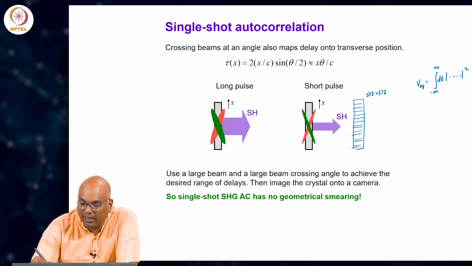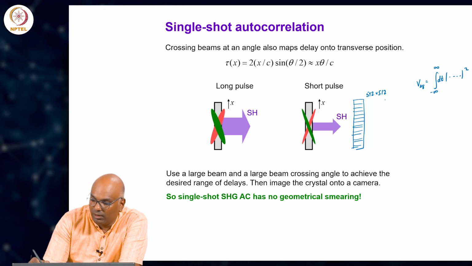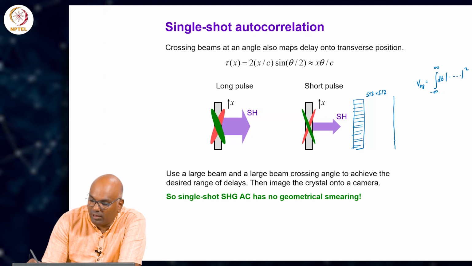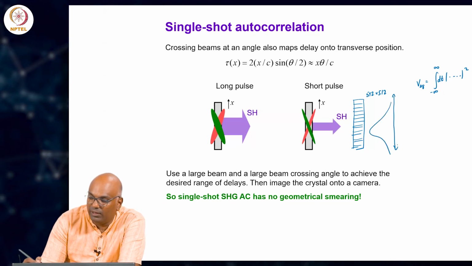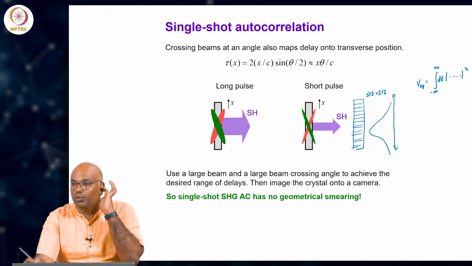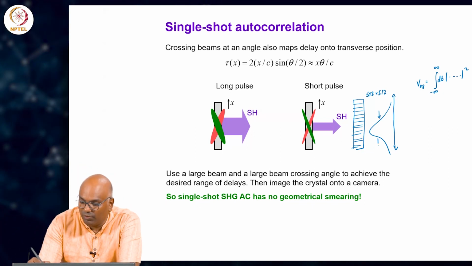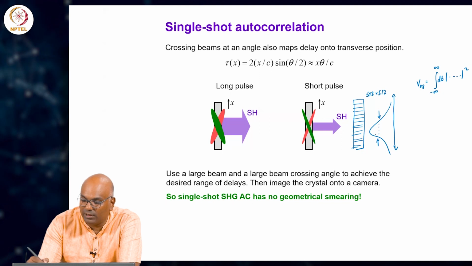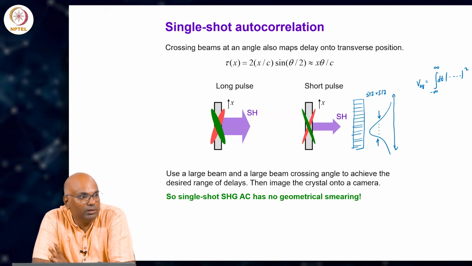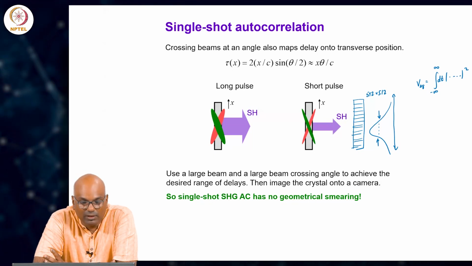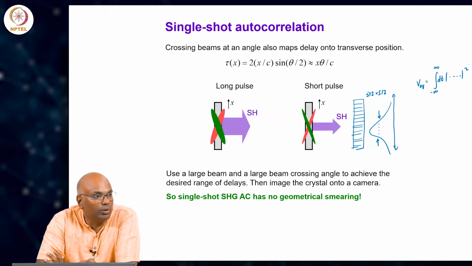Instead, here if you have a camera with different pixels, you can produce a histogram on these pixels which will look effectively like this. It's actually going to be a 2D signal. So if you calibrate it, the width of this histogram is going to give you a width of this pulse in a single shot second order autocorrelator.